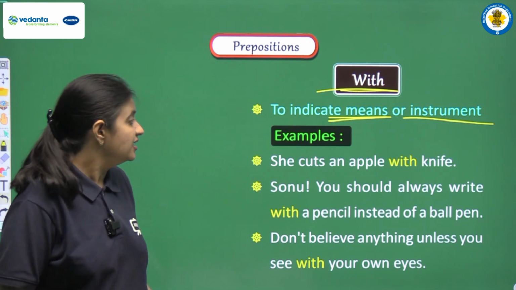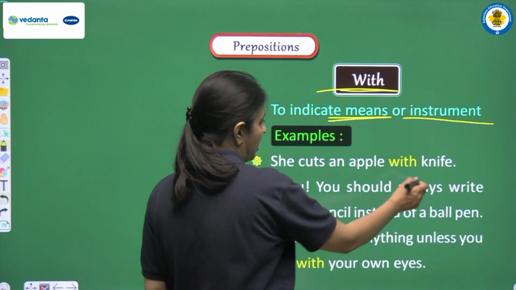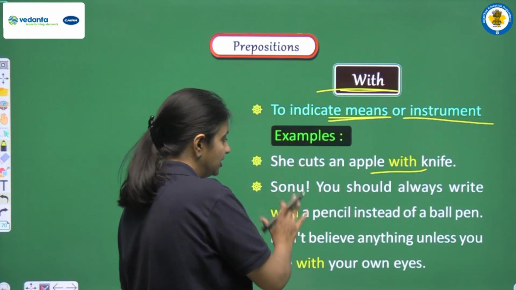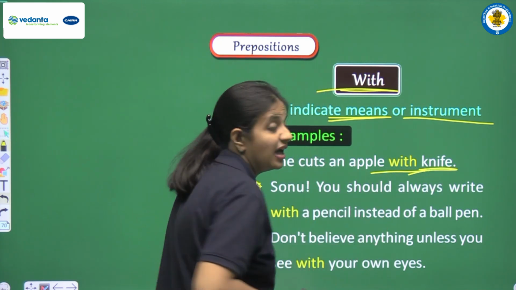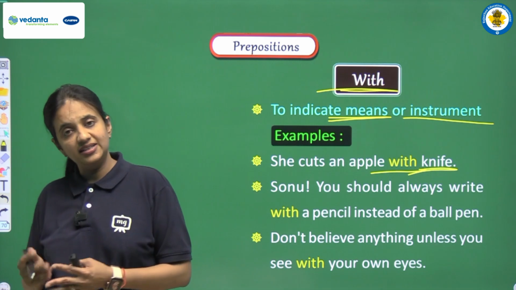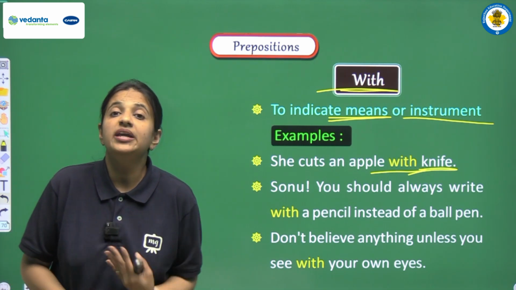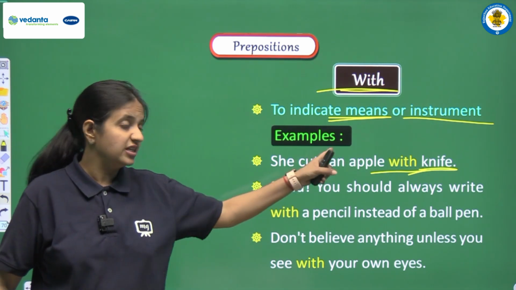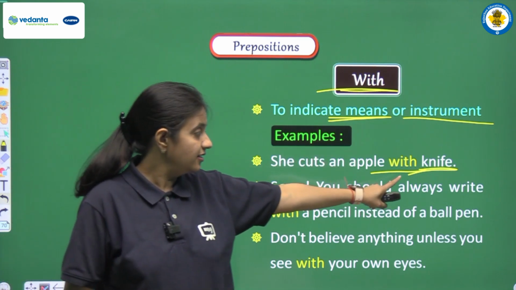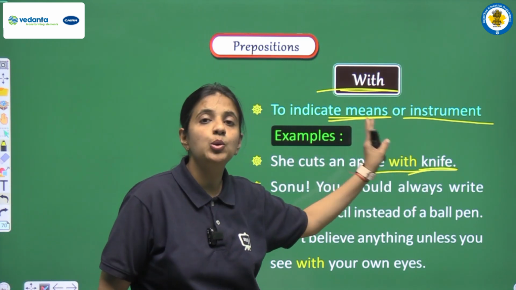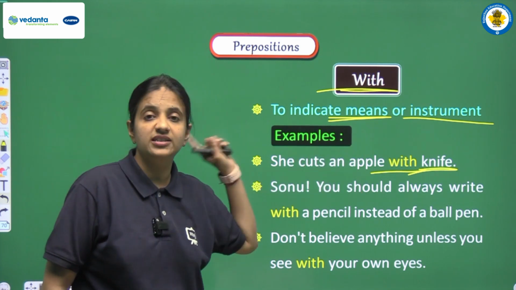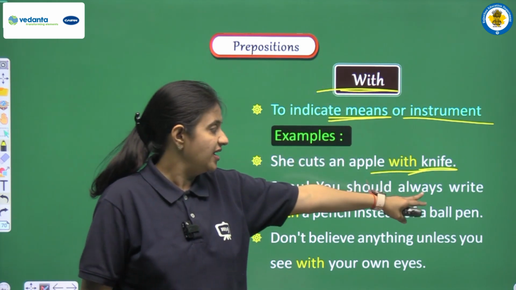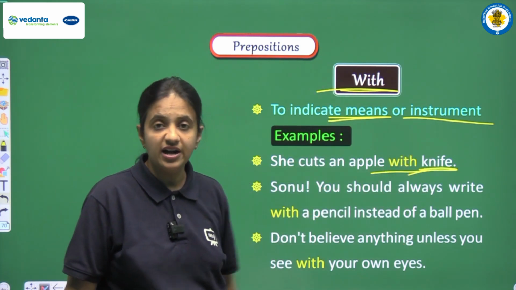Let's see the examples. She cuts an apple with knife. So here we are talking about one girl, and that girl cuts the apple, and how? With the help of a knife. So here in this example, knife is the means, knife is the instrument for this work, right? And this is the reason before knife we are having with, because knife was used for this task to cut the apple.